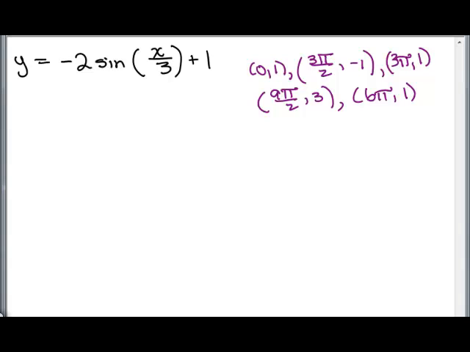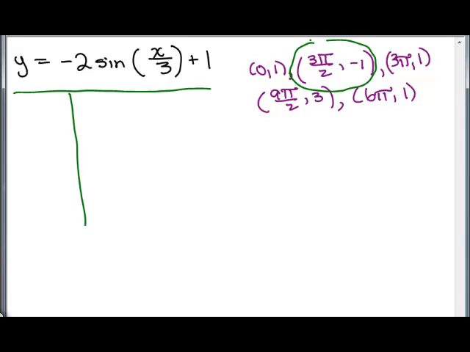So here's how we could do just a little check. Let's just plug in one of these ordered pairs for x and y and make sure it's true. So I'm going to do a little check here for one of the ordered pairs. Let's say I'm going to do it for this one right here. So if I put in 3 pi over 2 for x and I put in negative 1 for y, that would give you negative 1 on the left-hand side.